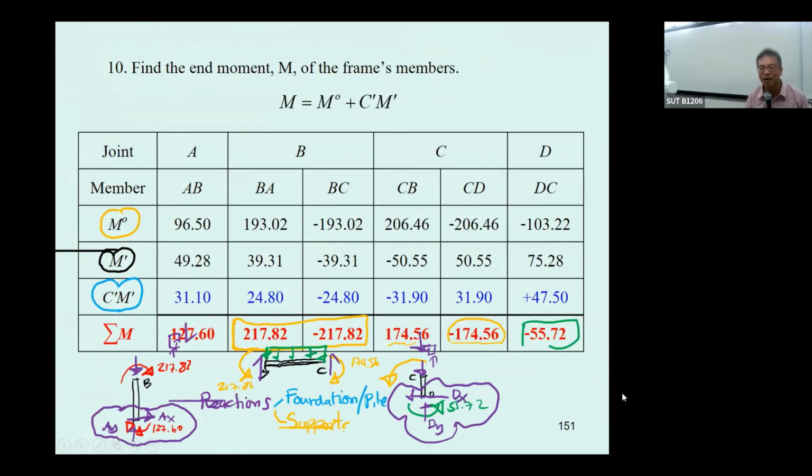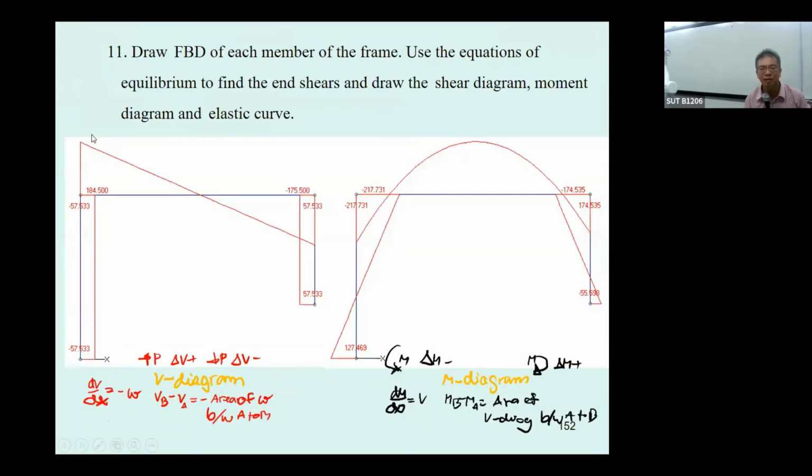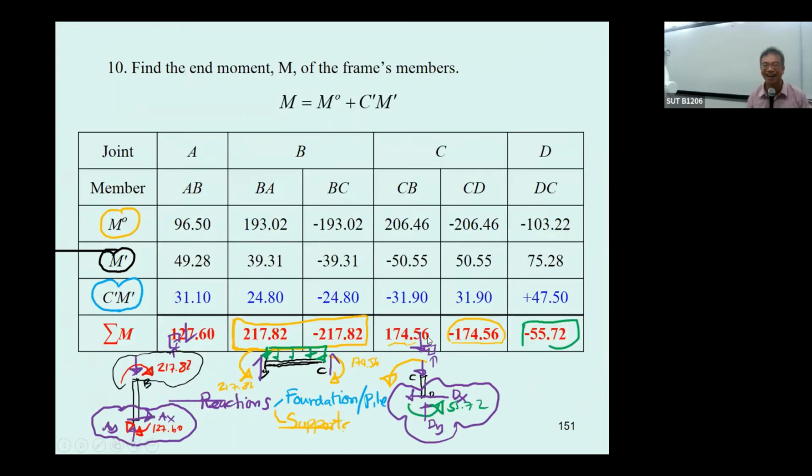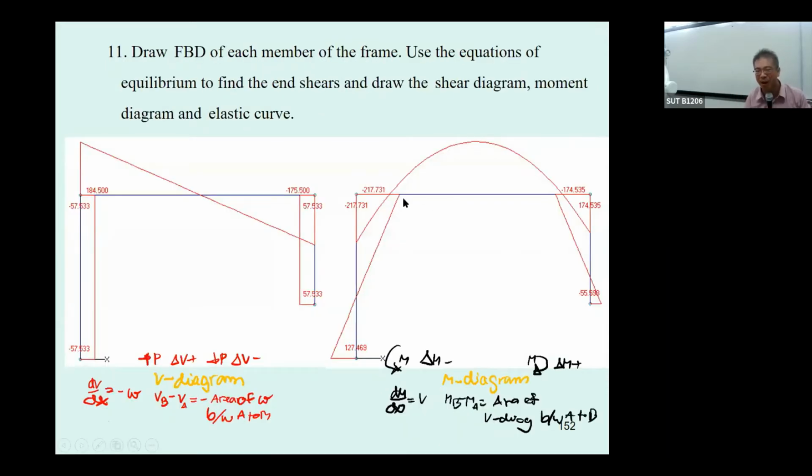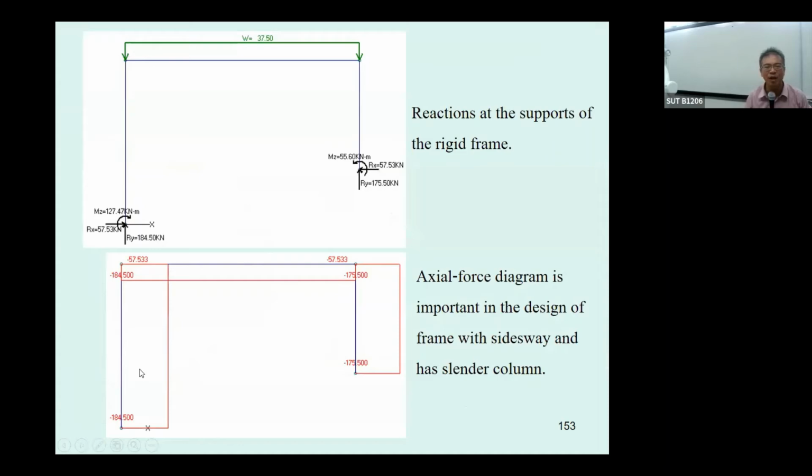And then a little bit further, you can see 217.82 over here. So this is going to show us this one, 217.73 and 174.536. You can determine from here. So you get a lot of things. The end moment already appear in the moment diagram. But you got to give me the slope in order to explain the shape of this shear diagram and moment diagram.